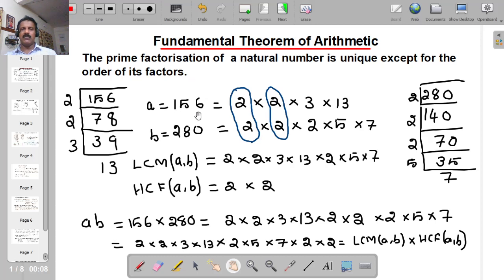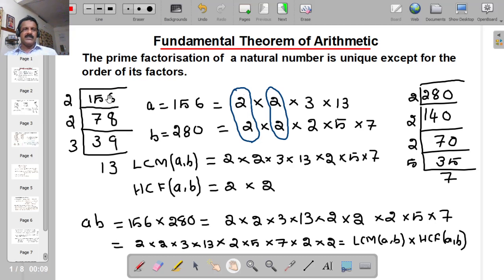Consider the natural number 156. We will be finding the prime factors of 156. The procedure is this: we will be dividing 156 starting from the smallest prime number available. We know that the smallest prime number is 2. We will be trying to divide 156 by the smallest prime number, that is 2.